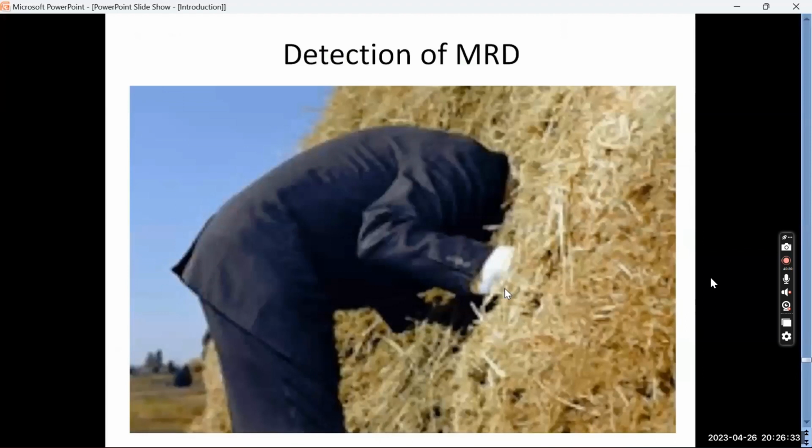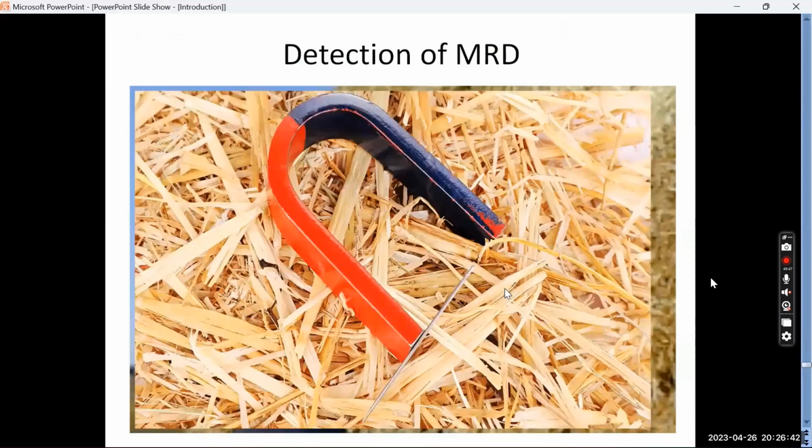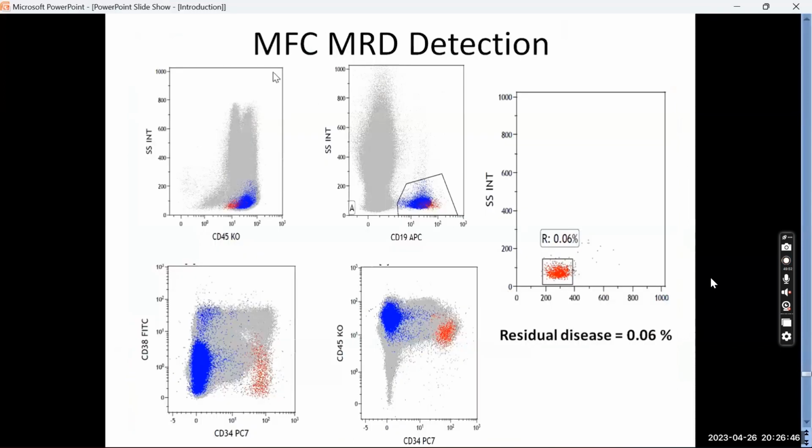Doing MRD is something like searching for a needle in a haystack. It's very difficult by morphology or other insensitive techniques. But if you use the right tool, you can catch it. That's the beauty. Now, coming back to the case we discussed, KMT2A rearranged B-ALL or MLL rearranged B-ALL.